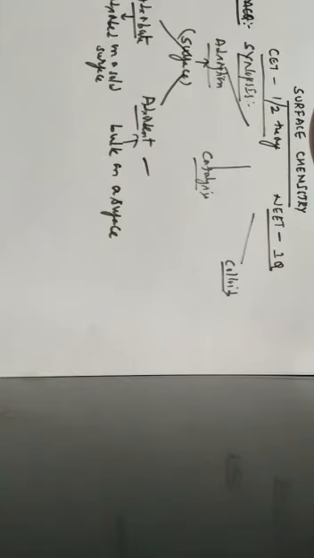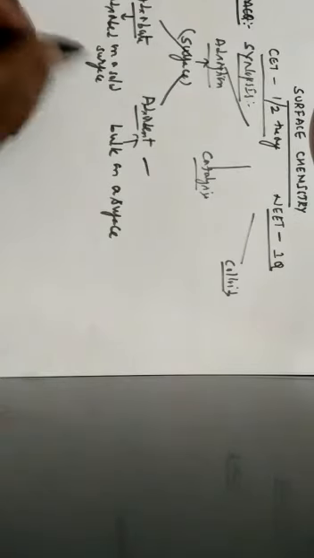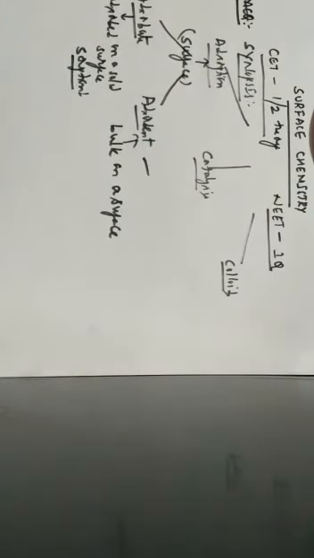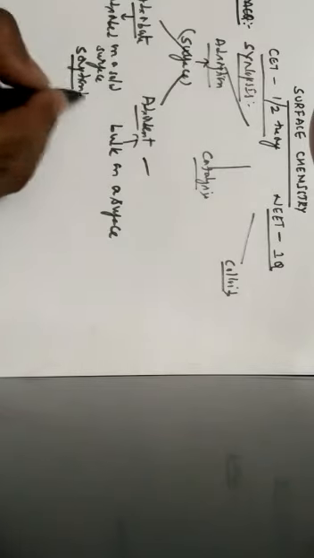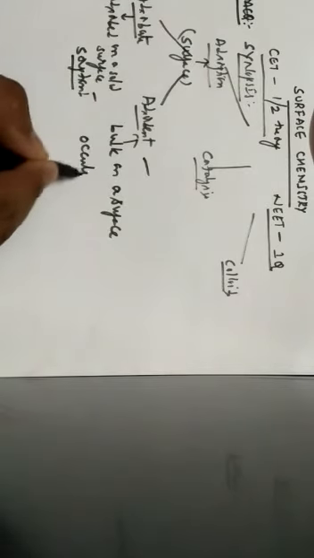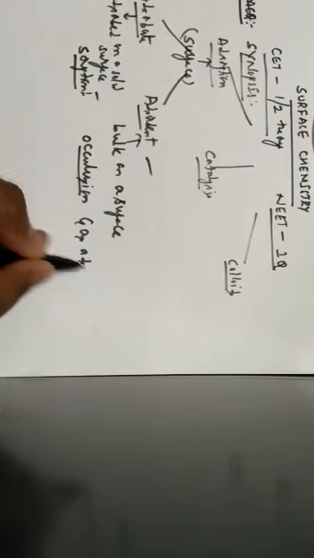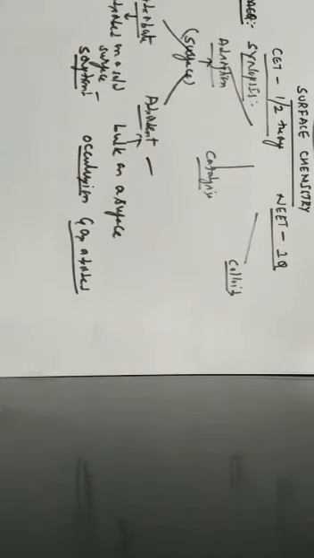After knowing these two terms, we should know one important term called sorption. Sorption means both adsorption as well as absorption take place simultaneously. That is known as sorption. And we should know one more term called occlusion, where occlusion means the gas is adsorbed on a solid surface. This is known as occlusion.